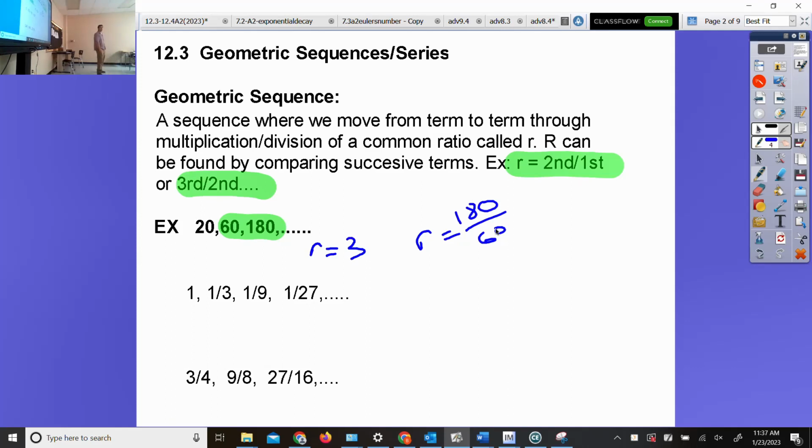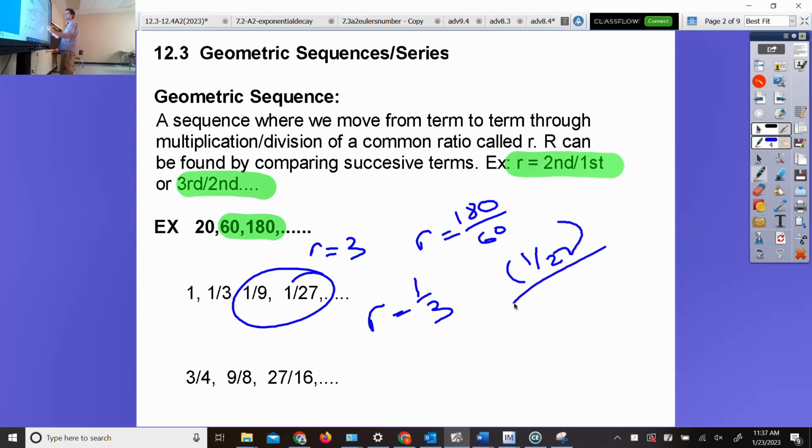How about in the second sequence, 1, 1/3, 1/9, 1/27? One-third is right. If for some reason you have to push buttons on that one, if you pick any 2, make sure you wrap in parentheses or use the fraction key. If you don't use the fraction key, you have to do 1/27 divided by parentheses 1 divided by 9. Use the fraction key: math, frac.